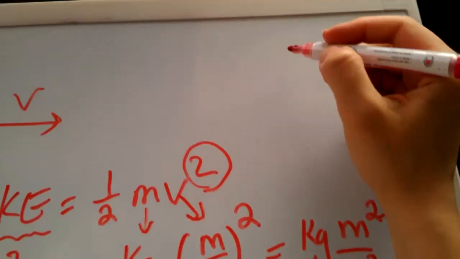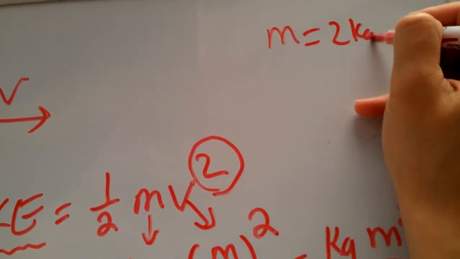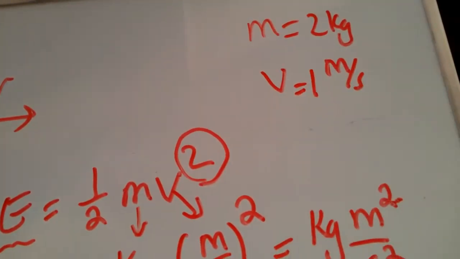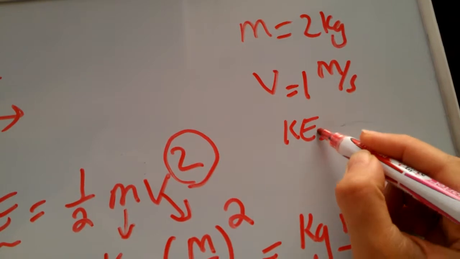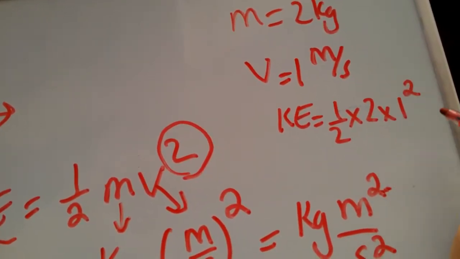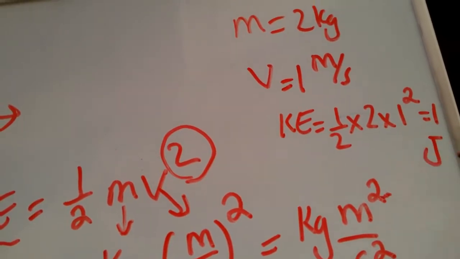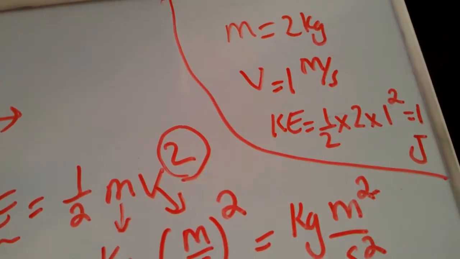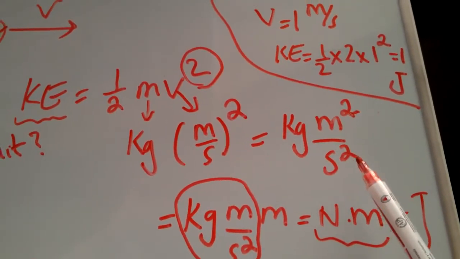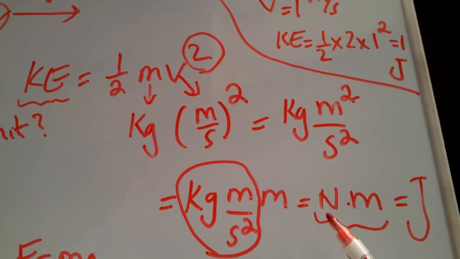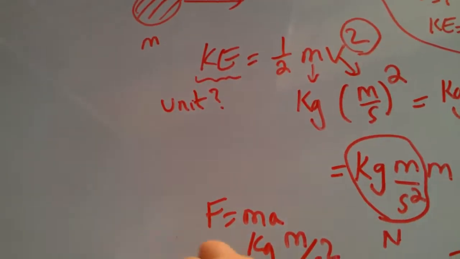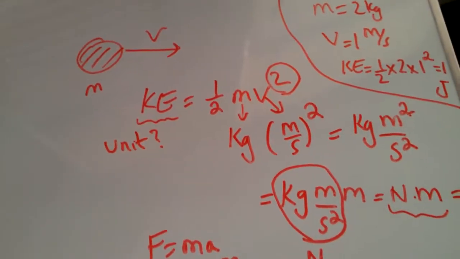So if I have a mass of 2 kilograms and that mass goes by velocity of 1 meter per second, then the kinetic energy of this mass is a half times 2 times 1 squared, and that gives me 1 joule. You can express it as kilograms meters squared per second squared, or you can express it as newtons times meters. So make sure you're comfortable with figuring out the units and all that.